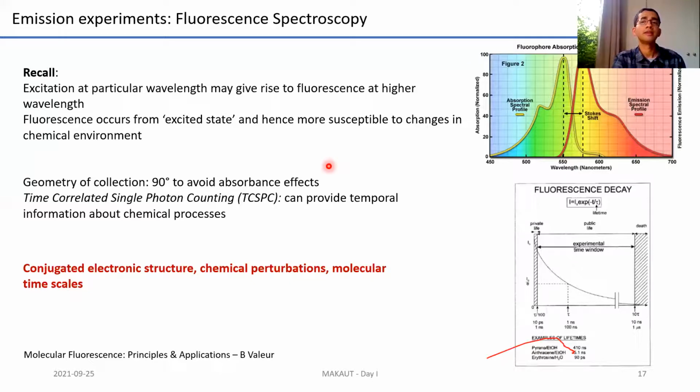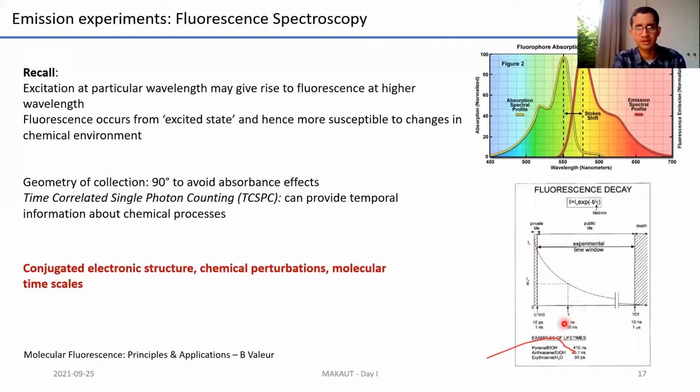Another thing that's important here is that by looking at the decay of emission as a function of time, this is known as time resolved fluorescence, or the technical term is time correlated single photon counting, you can actually find out temporal information about chemical processes. So this is more in the domain of bond making, bond breaking that I was talking about. It's not ultra fast, obviously, but it can provide temporal information about chemical processes. This is a typical fluorescence decay. You take a particular wavelength and study the intensity of emission, and this decay is a function of time.